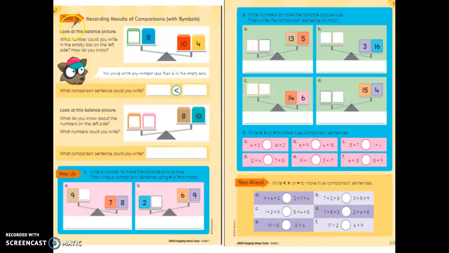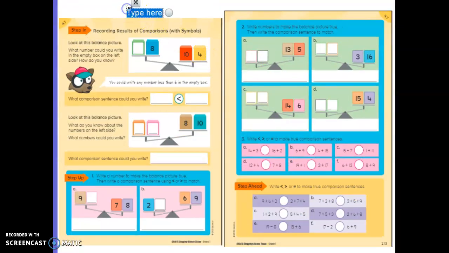Now let's take a look at the next page, 9.7. We're on page 212. It says, look at this balance picture. What number could you write in the empty box on the left side, and how do you know? Well, we have 10 and 4, so that's 14. We have blank and 8. So it has to be less than 14.